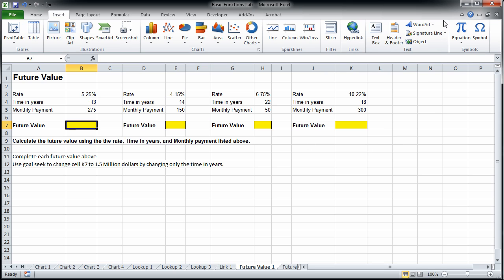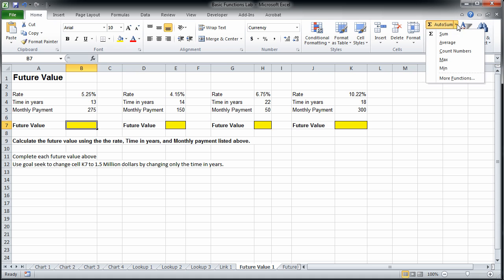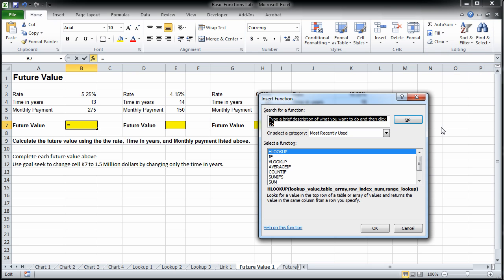Well, there's a formula for this, and it is called the future value function. So I'm just going to come over here. It's FV, and I'll say go. And it says future value returns the future value of an investment based on periodic constant payments. What's the period? In this case, every month, right? Constant payments, $275, and a constant interest rate. In this case, 5.25. So that's the function I want.